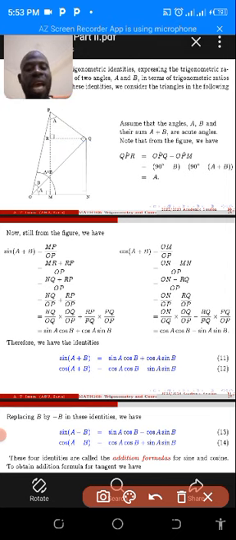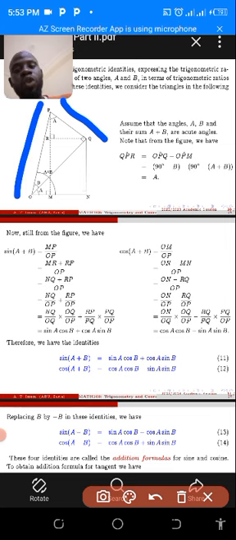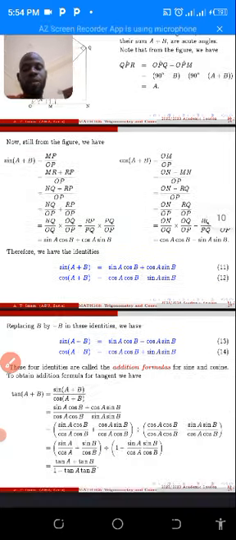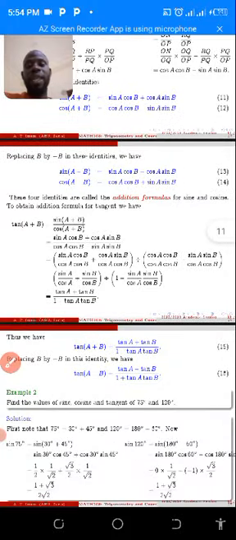Now, we have times PQ over OP. This is PQ over OP. And that is equal to opposite over hypotenuse of B, and that is equal to sine B, as we have here. So therefore, cos(A+B) is equal to cos A cos B minus sine A sine B, as we have in equation 12. Similarly, sine(A+B) is equal to sine A cos B plus cos A sine B. And that gives us the two formulas we have in 12 and 11.